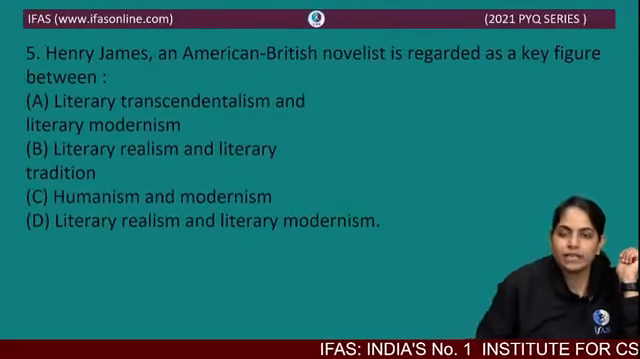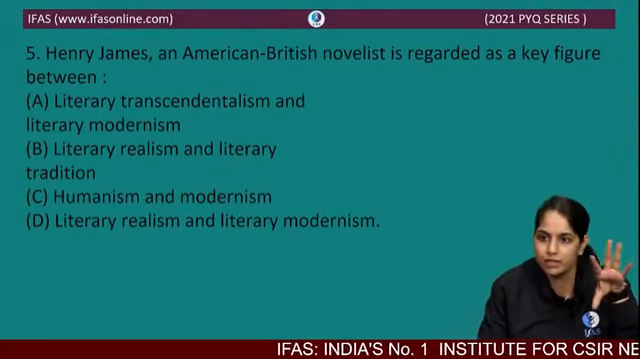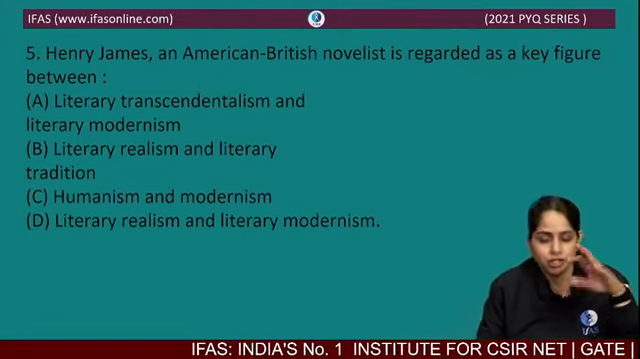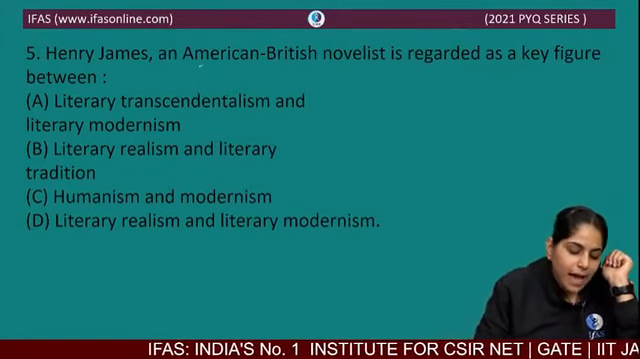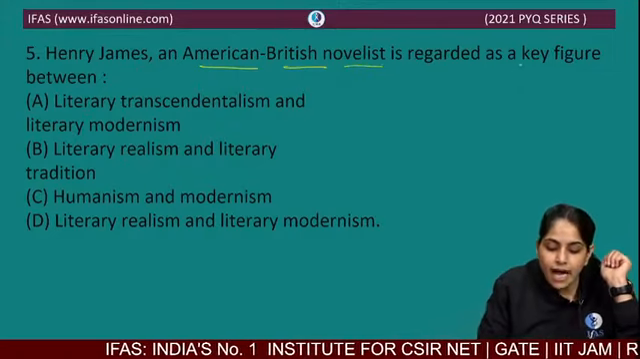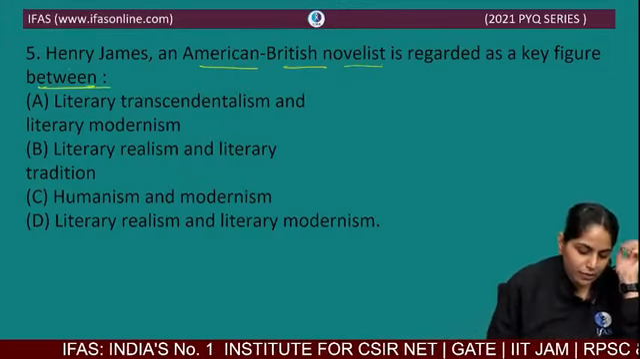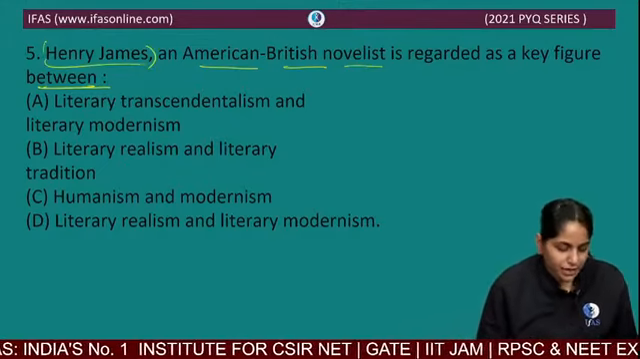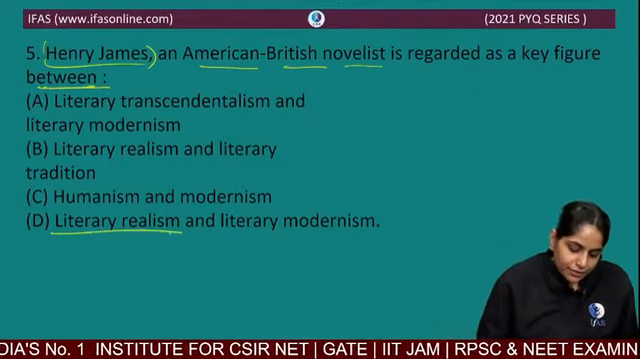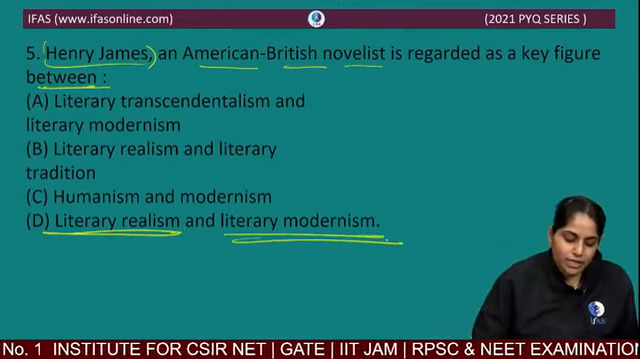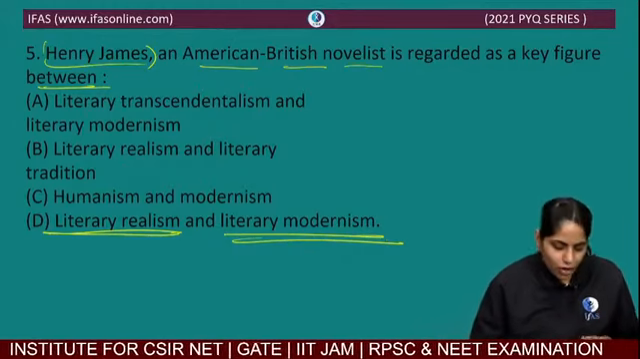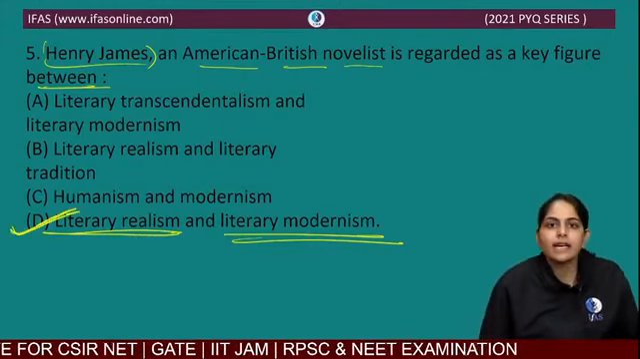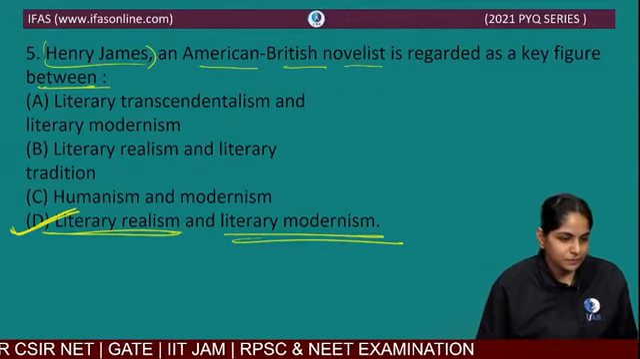Now let's pay attention to the next question. Now the questions related to reading comprehension are over. Now whatever questions we are going to discuss are based on literature. So Henry James, an American British novelist, is regarded as a key figure between. Okay, so he was the key figure between what? For that you should know the background of Henry James. So he was between literary realism and literary modernism. Okay, so his novels were based on literary realism and literary modernism. So this is the correct answer for this particular question.